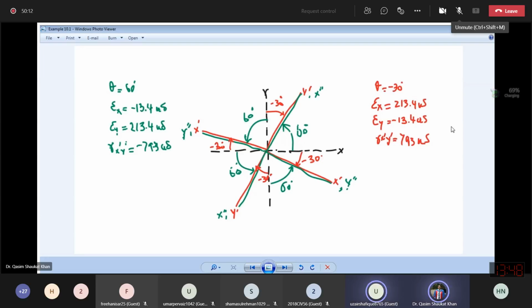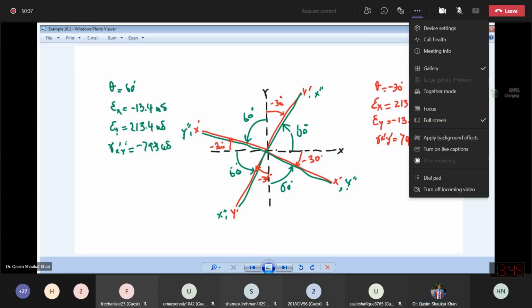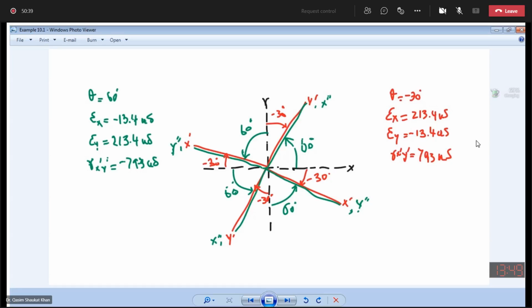Sir, epsilon x dash is minus 13.4 micro. Epsilon y dash. Microstrains. If you report the rounded value, that's also fine with me. There is no problem.